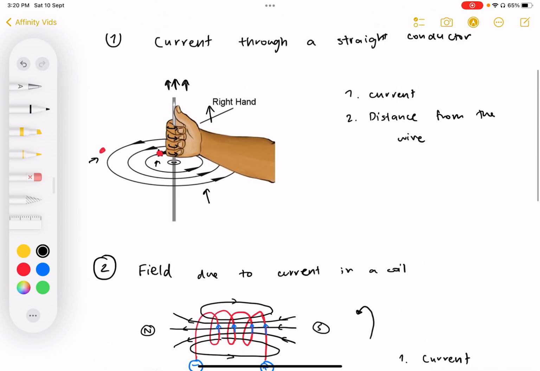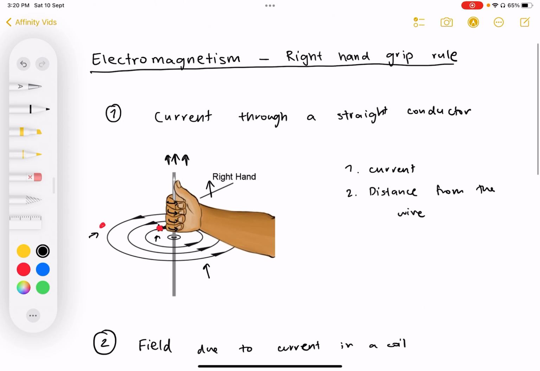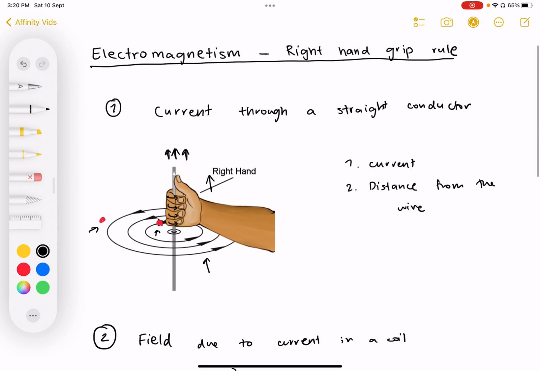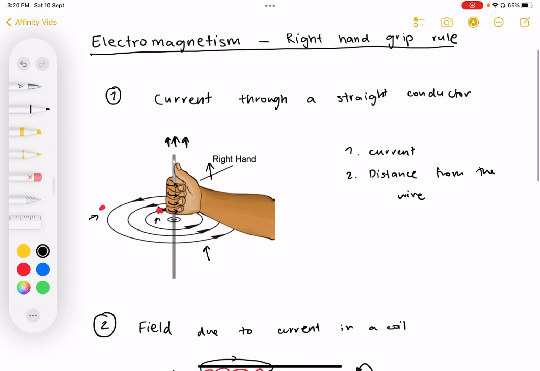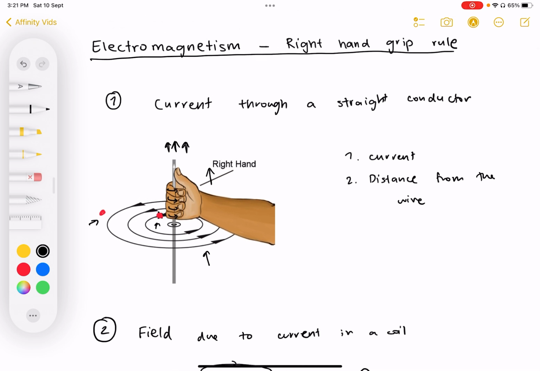But anyways, these are the two situations where we can use the right hand grip rule in our electromagnetism context. So it's very handy to know, and hope this helps.